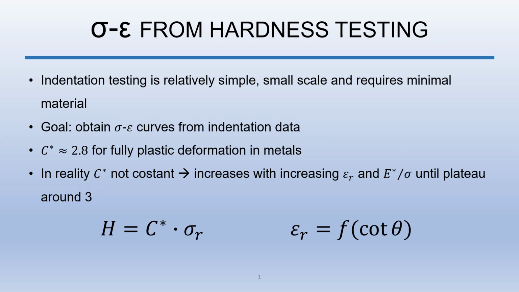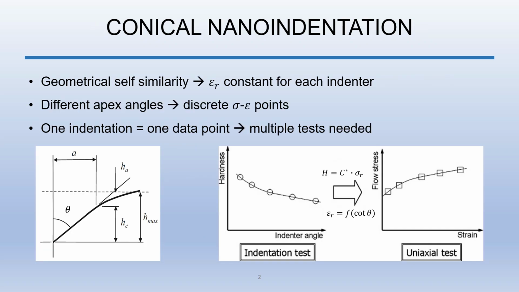However, this factor isn't always constant. It increases with increased representative strain and the ratio between elastic modulus and stress. Instead, the representative strain depends on the indenter's opening angle and scales with the cotangent of that angle. Once the representative stress and strain are defined, determining the flow curves becomes straightforward.